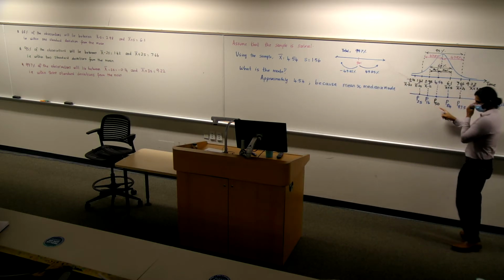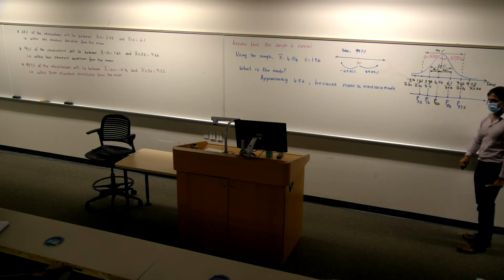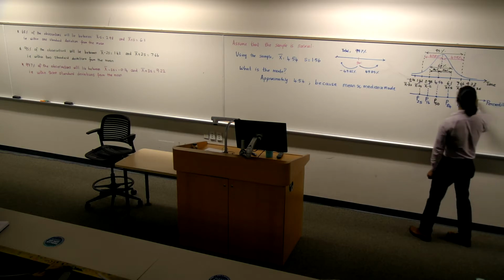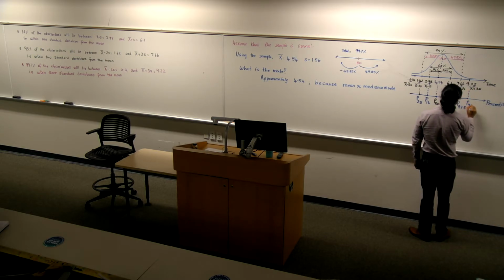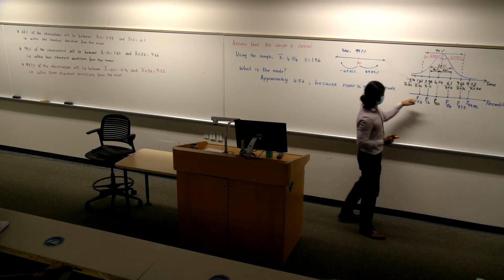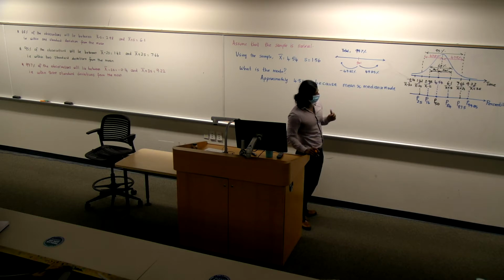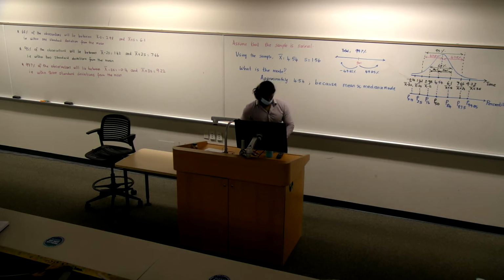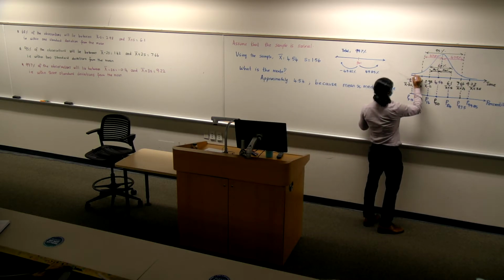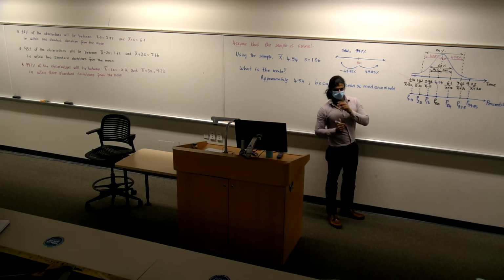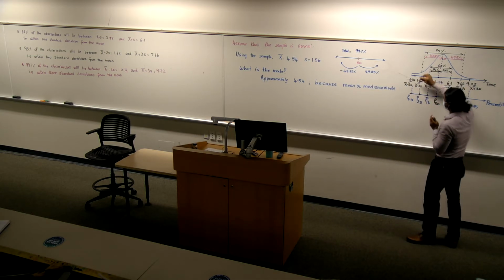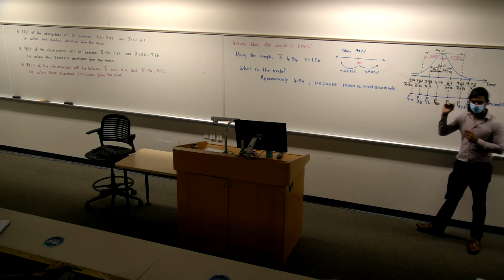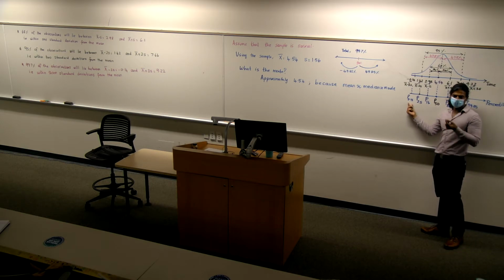So if we add 49.85% to 50, what would we get? 99.85. If we subtract 49.85 from 50, what would we get? 0.15. Good? You with me? Do you agree that there is a very small area below negative 0.14? And that area is 0.15.